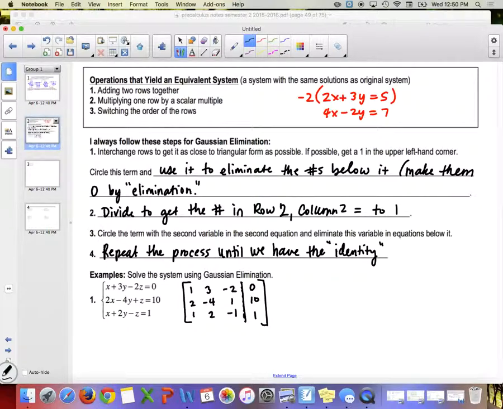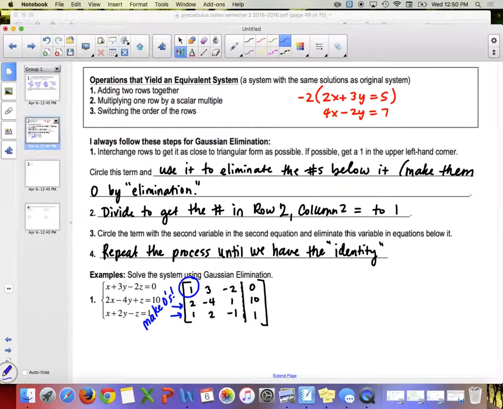Okay. My first step is always to get this as a 1 if possible. So I made it nice for you. It's already a 1. We're good. Okay. So once you have that as a 1, we want to make these zeros. Okay, so it seems kind of weird to do that.